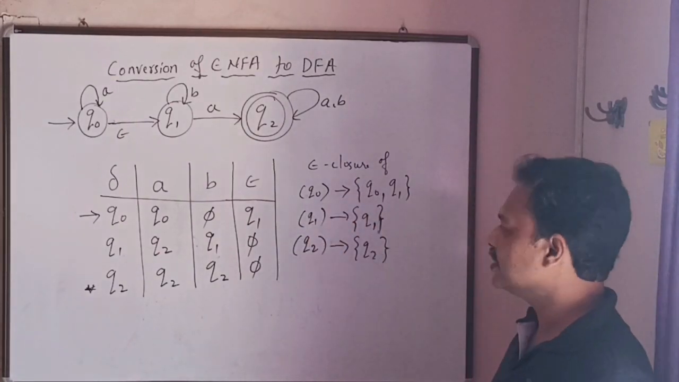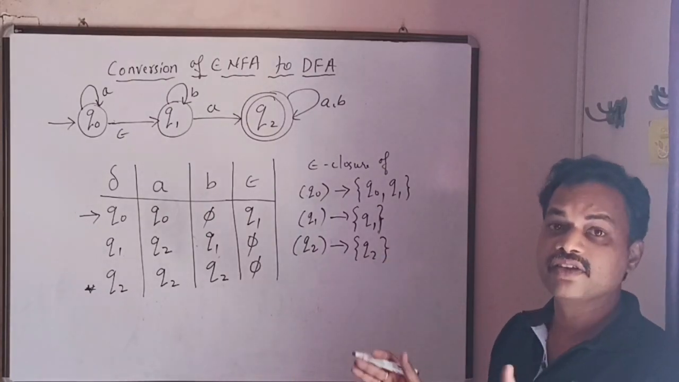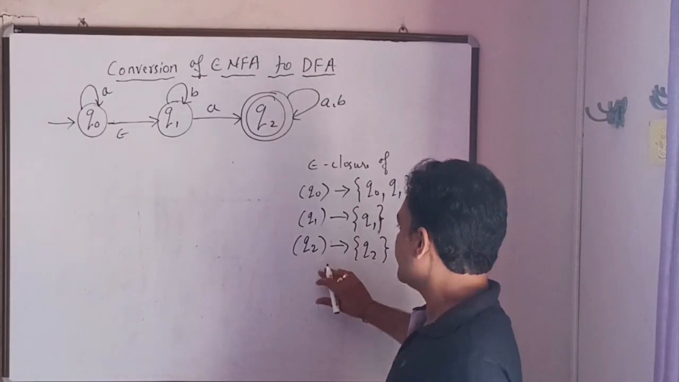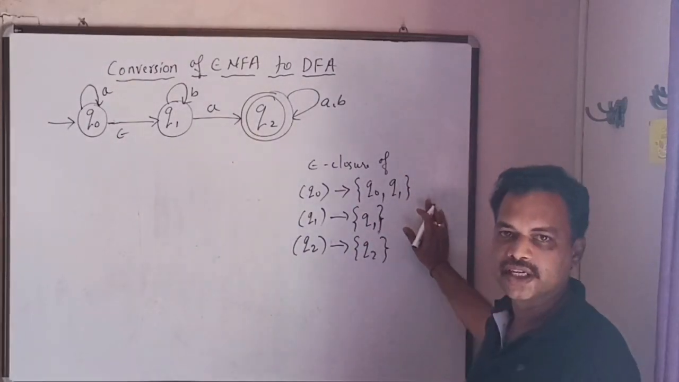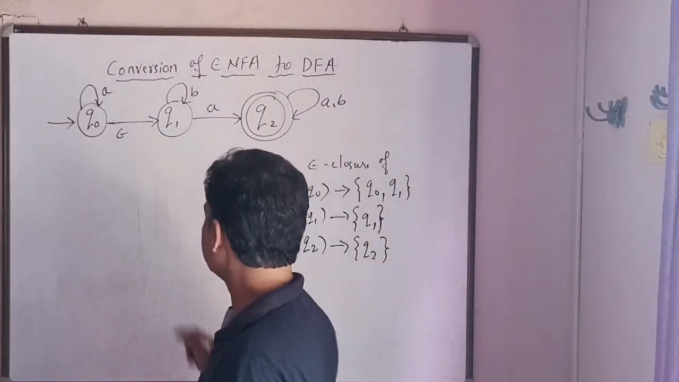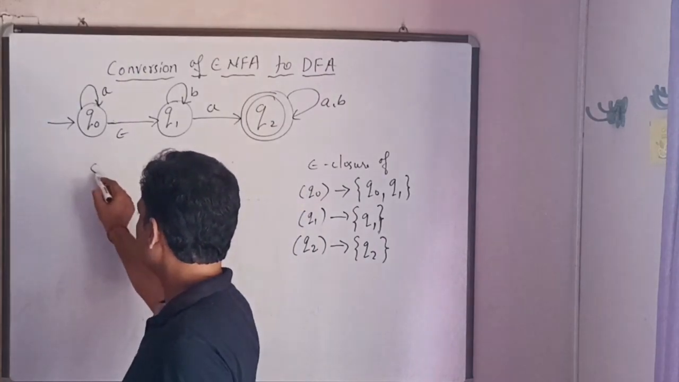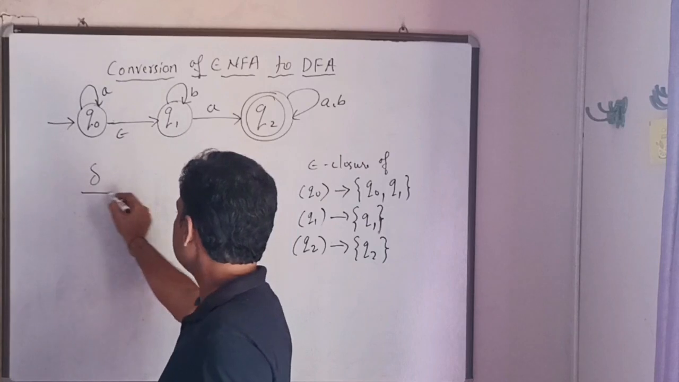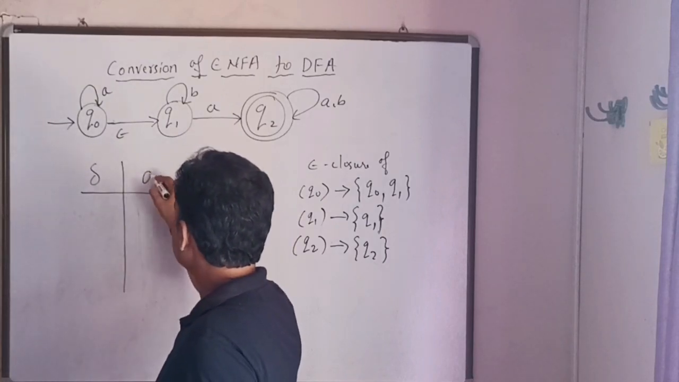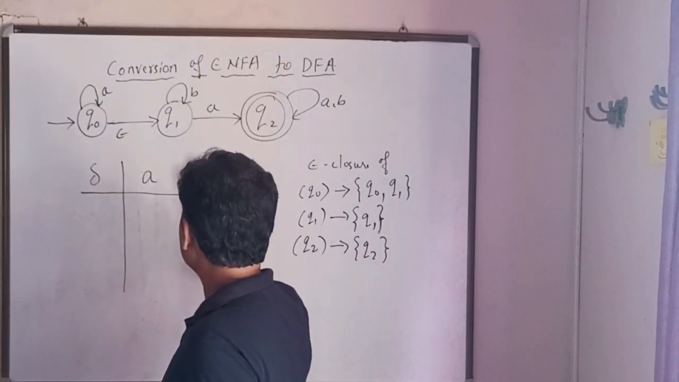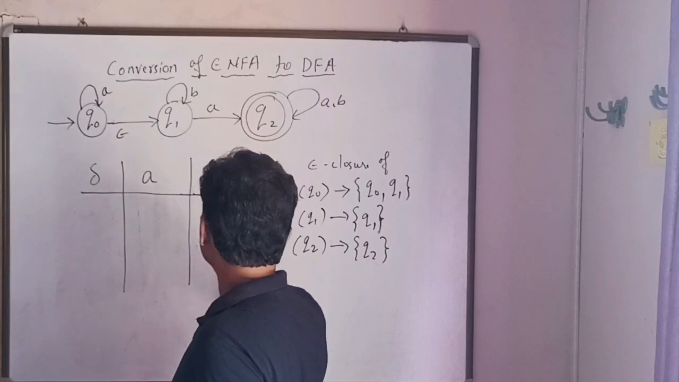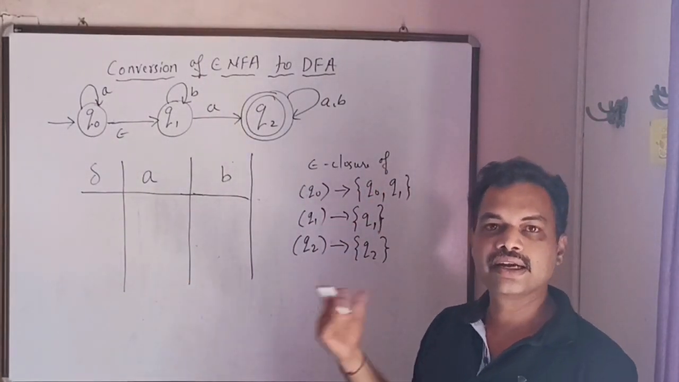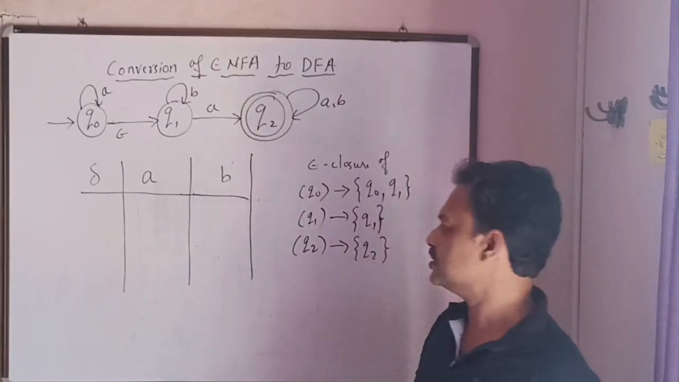Now we have to build the exact DFA table for this given NFA. Now that we have epsilon closure of all the states, let us take one by one. Once again we need to build the transition table for DFA. It will be delta. And this time we will be taking only A and B input symbols, because we are constructing DFA, so we have to avoid epsilon transitions.